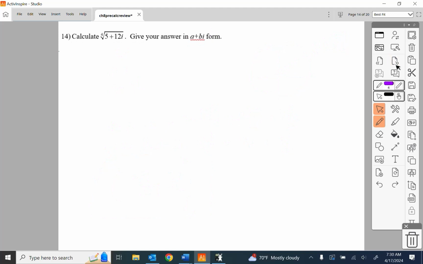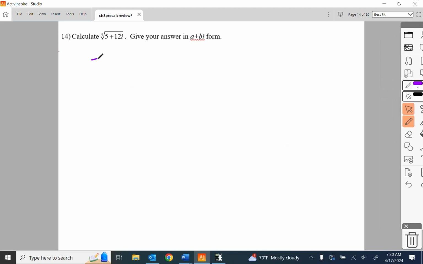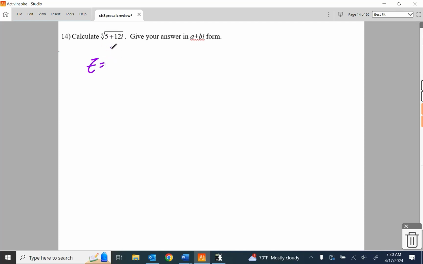Calculate the fourth root of 5 plus 12i. Give your answer in a plus bi form. Oh boy. Alright, so the easiest way to do this is probably to use Euler's technique. I'm going to do this that the whole z is re to the i theta. Hopefully it works out well. It should work out well. I guess we'll find out, right?